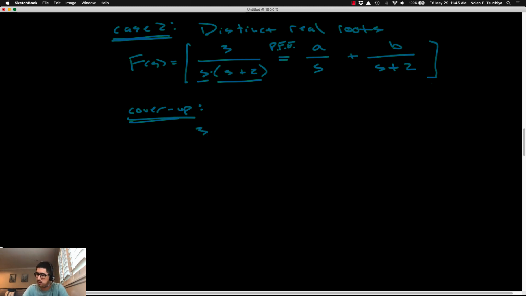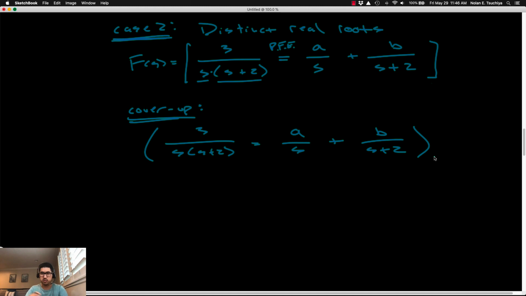The cover-up method says that 3 over s times s plus 2 equals a over s plus b over s plus 2. This is just an equation, which means we can do whatever we want to it as long as we do the same thing to both sides. So in this case, what we want to do is multiply both sides by s. What that allows us to do is to isolate the value a by itself.